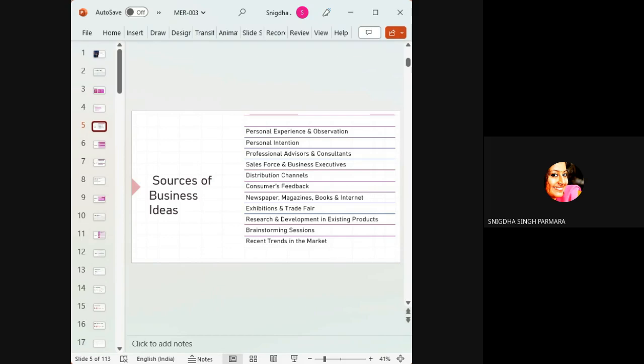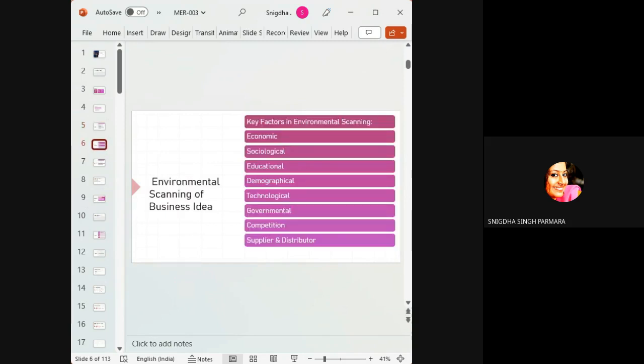Then from the recent trends in market, like the recent trend in market is about AI. So a lot of organizations or enterprises are already venturing into it. Seven, eight years down the line, it was about fintechs. So there are a plethora of fintech organizations or enterprises out there in the market. So these are the various sources from which business ideas could be gathered.